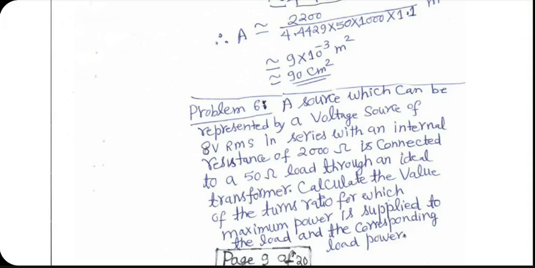A source which can be represented by a voltage source of 8 volt RMS in series with an internal resistance of 2000 ohm is connected to a 50 ohm load through an ideal transformer, voltage transformer obviously. Calculate the value of the turns ratio for which the maximum power is supplied to them. So we want to maximize the power dissipated in the load. What should be the value of small a for that?